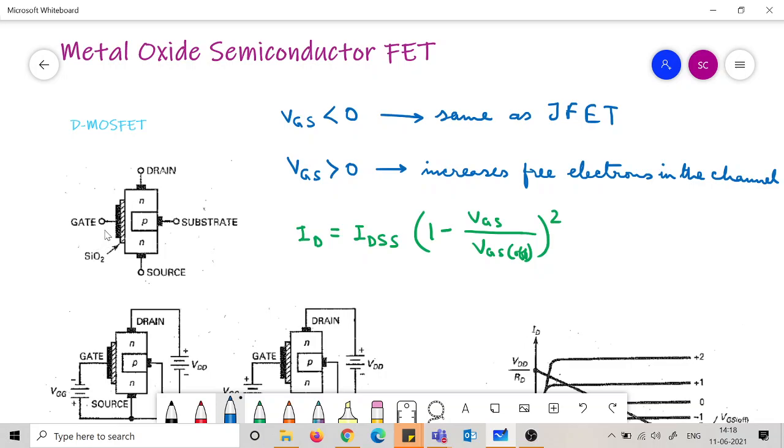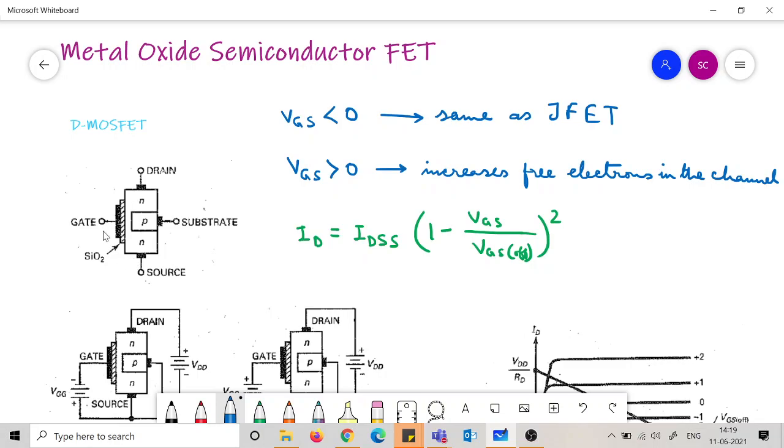No, you will not get a gate current because of this insulator layer. This insulator layer prevents any current in the gate circuit. That's the reason why we can now experiment with applying a positive gate source voltage also, and see what happens. Let us see what happens when the gate source voltage is positive.